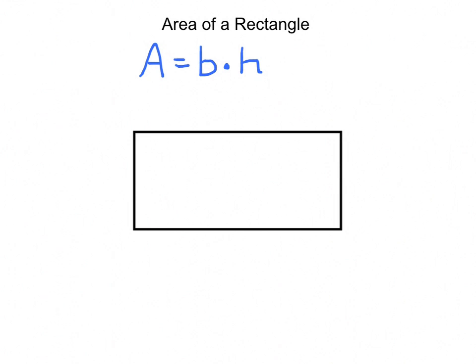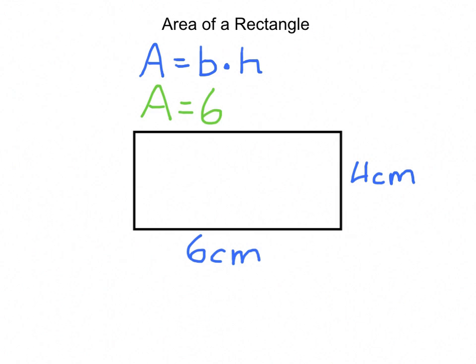Let me put in some values here. Let's say that our base in this case is going to be 6 centimeters. And our height is going to be 4 centimeters. So if I were trying to find the area of this rectangle, all I would have to do is use these two values in the equation. So I'm going to have A equals, instead of B, I'm going to use 6 as my base, and instead of height, I'm going to use 4. So I have 6 times 4, which of course is equal to 24.